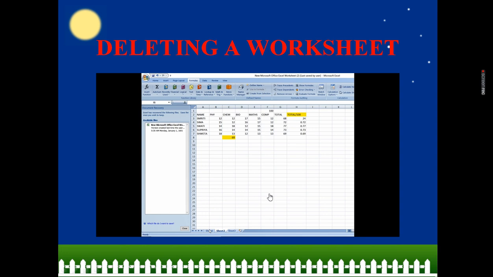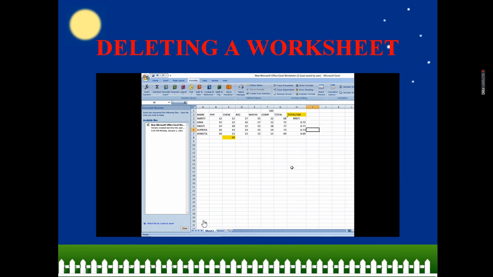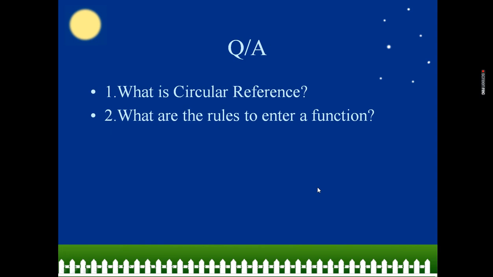How to delete a worksheet? For deleting a worksheet, you will click on the sheet which you want to delete. After right clicking it, you will get the delete option. Once you click on the delete option, the sheet will be removed.